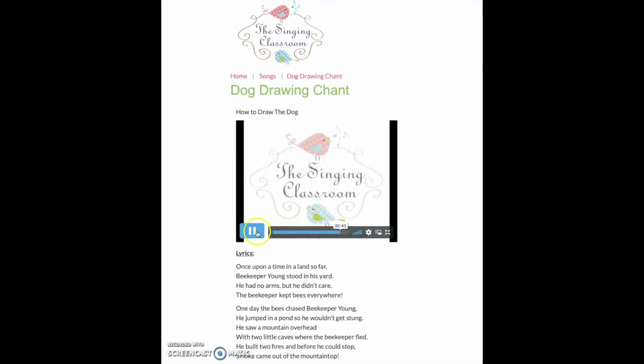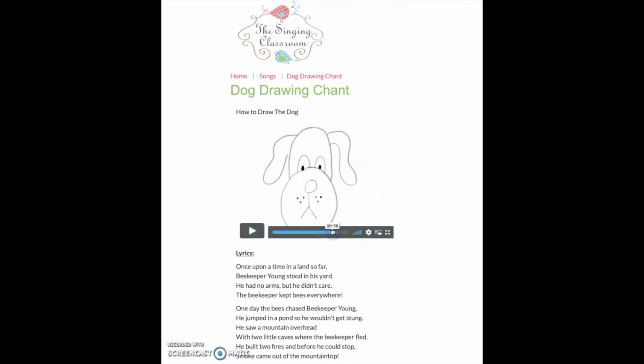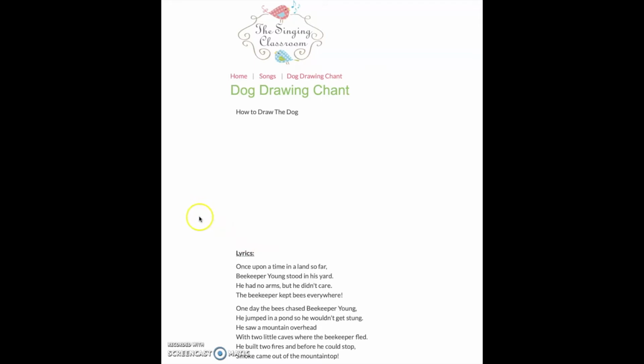And there you have it. So at the end of the chant, you should have a dog looking something like this. Let's go over it step by step, and I'll explain to you exactly how to draw this dog. Once upon a time in a land so far. So notice nothing was drawn yet for the first line of the lyrics. Let's see what happens for the second line.